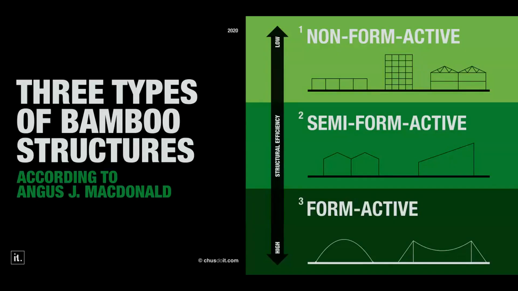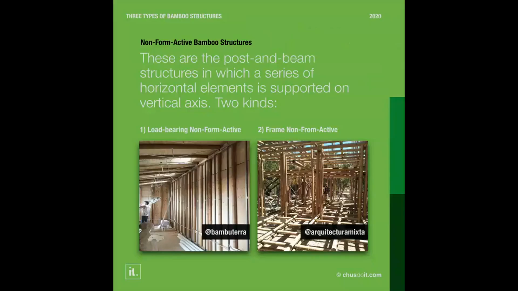However, Angus J. MacDonald, in his book Structure and Architecture, explains that the more critical factor in determining the level of efficiency of a structure is to categorize it into one of the primary categories: form-active, semi-form-active, and non-form-active structures. Number 1. The non-form-active bamboo structures.